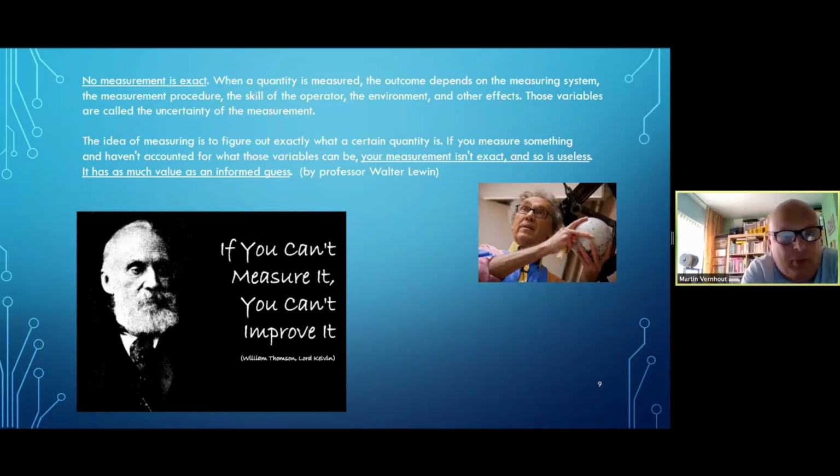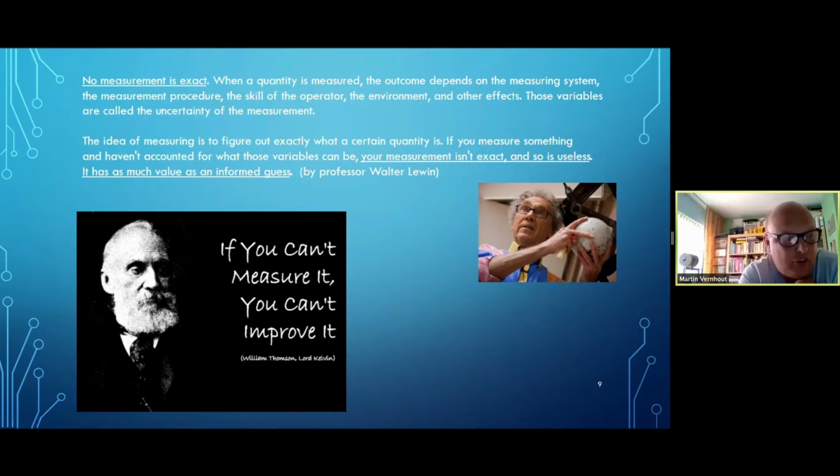Measurements. The topic is about measurements, and no measurement is exact. Whatever you do, it will always be an approximation of something which is real out there. That also means that if you have no clue how exact your measurement is, your result might be worthless. If you cannot base a high quality decision on it, it is as good as an informed guess, as Walter Lewin posted, and I put here his quote, to the best of my knowledge. So if you can't measure it, you can't improve it. That's the opposite side. That's why we measure.